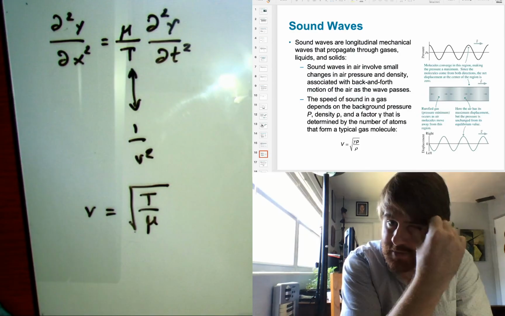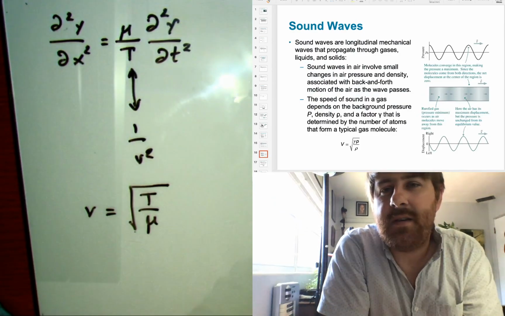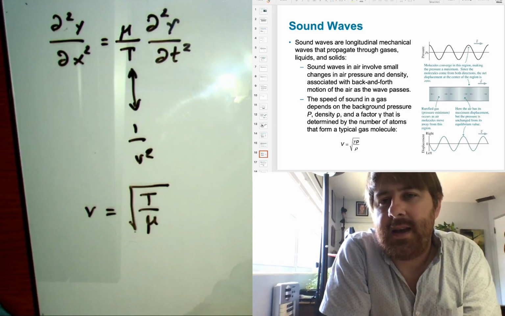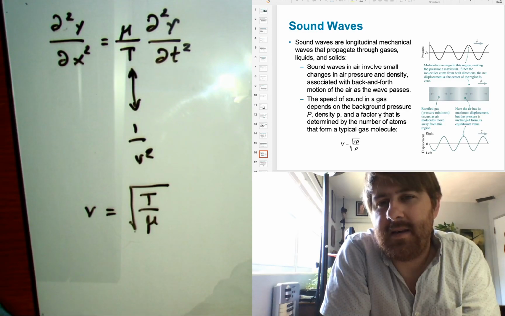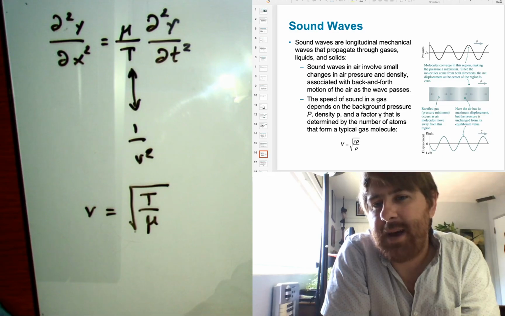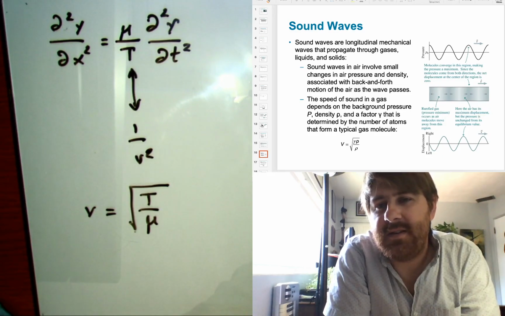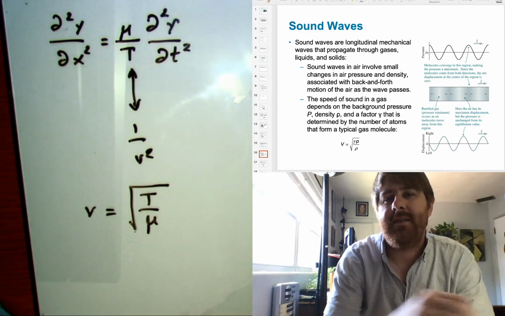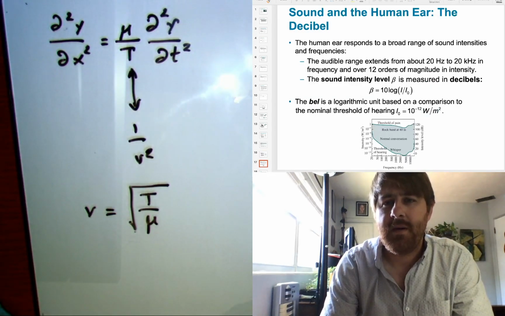For your lab, it's important to know how sound wave velocity depends on the medium. In an ideal gas, this depends on the pressure, the density, and a factor called the ratio of heat capacities, gamma, which is the heat capacity at constant pressure divided by the heat capacity at constant volume.